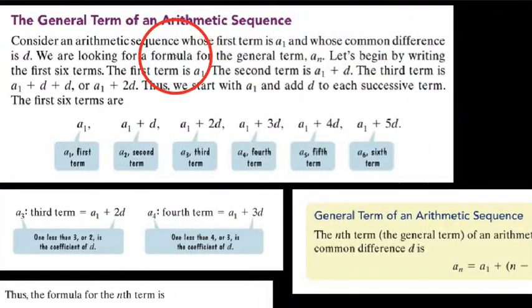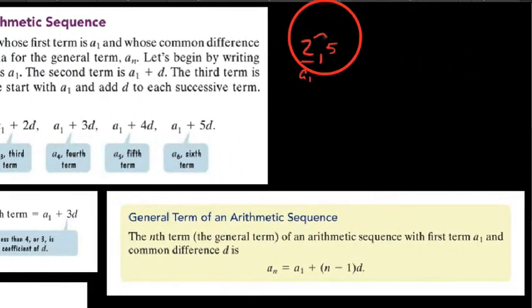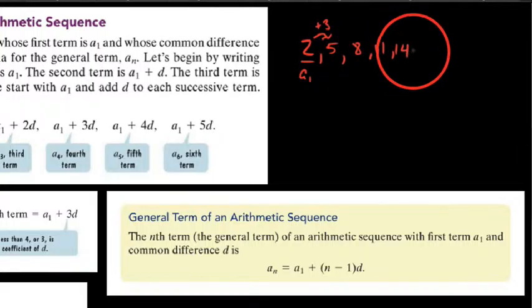Okay, YouTube, in this video we're going to focus on the general term of an arithmetic sequence. Say, for instance, we had a sequence that started at 2, this is our first term, and then we have a common difference of 3 every time. So this would be like 2, 5, 8, 11, 14, and so on and so forth.